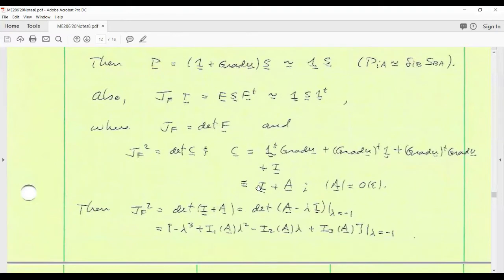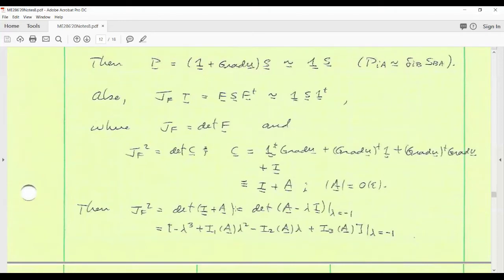So we can write C as the identity plus everything else, call it capital A, which is the terms involving the displacement gradient. And under our assumptions, capital A is order epsilon, very small in magnitude. So the square of det F is the det of this identity plus A.